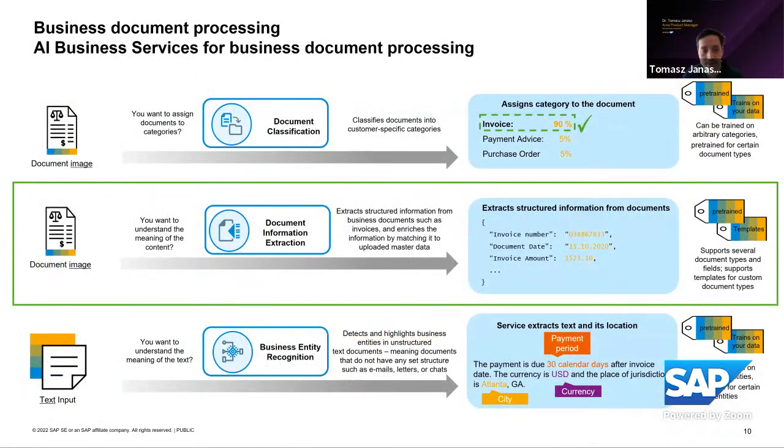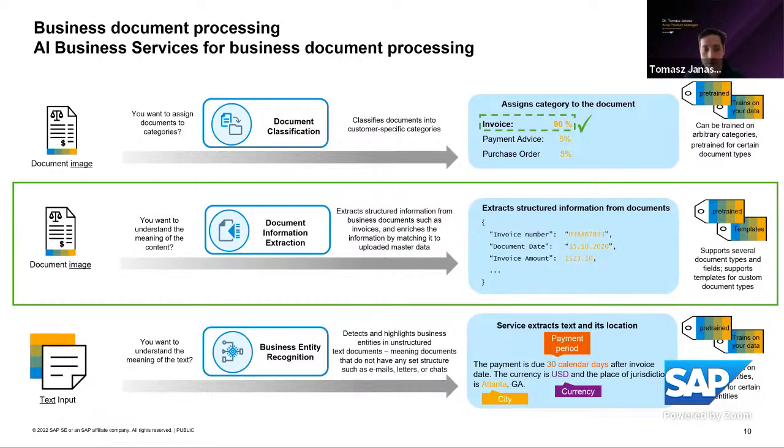On this slide, I would like to share with you the portfolio of AI business services for business document processing that you can find also stand alone on SAP Business Technology Platform. So the first one is document classification. It classifies documents into customer-specific categories. It takes document image as an input and assigns a corresponding class of this document.